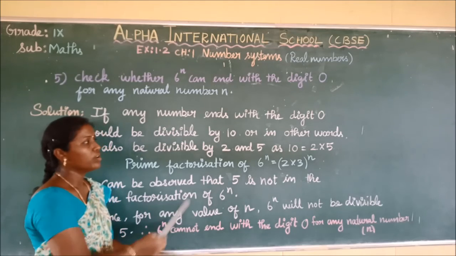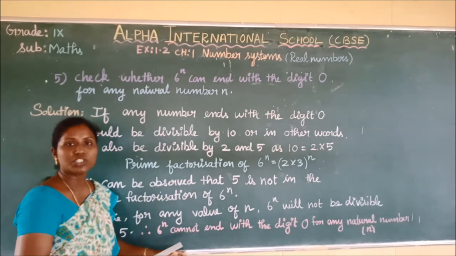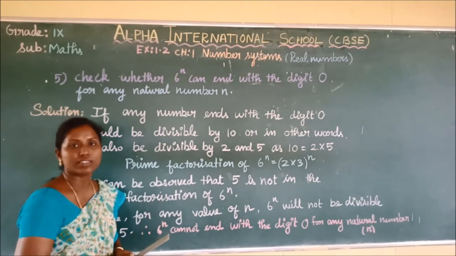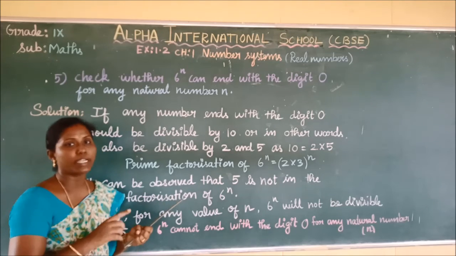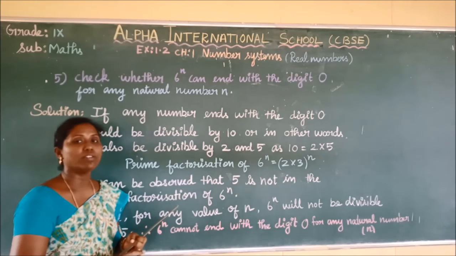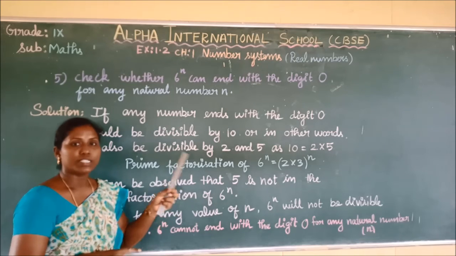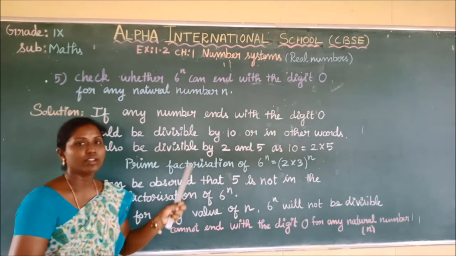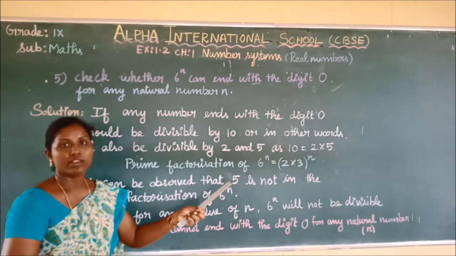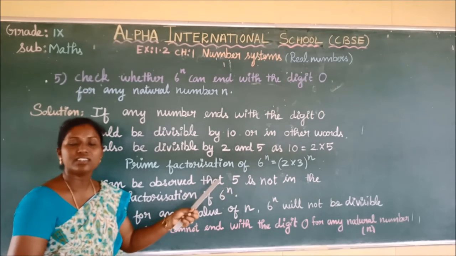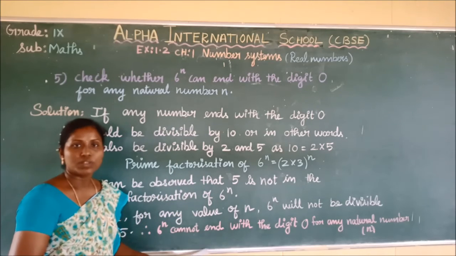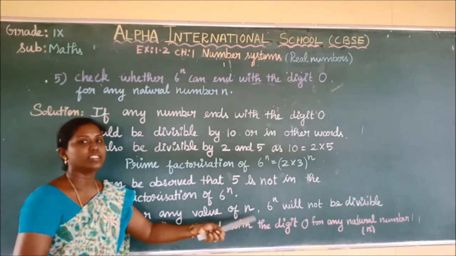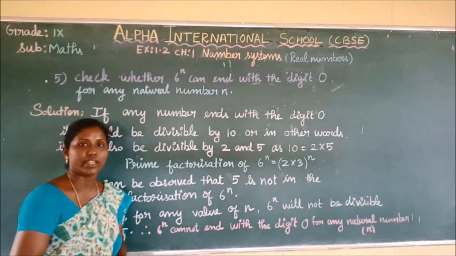Okay, so actually we wrote the statement at length here, but it is very easy to understand. Any number that ends with 0 should be possible to divide by 10, or it should have the factors 2 and 5. For 6 power n, if you find the factors, 2 is there but 5 is not there. If 5 is not there, surely this expansion will not end with the digit 0. So 6 power n cannot end with the digit 0 for any values of n.